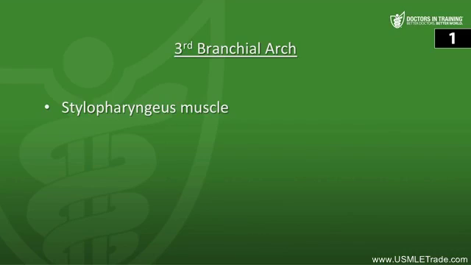It's time for the 3-question warm-up for Immunology 3. Let's get going. What muscles and nerves are derived from the third branchial arch? So this is the stylopharyngeus muscle, which is innervated by the glossopharyngeal nerve, cranial nerve 9.